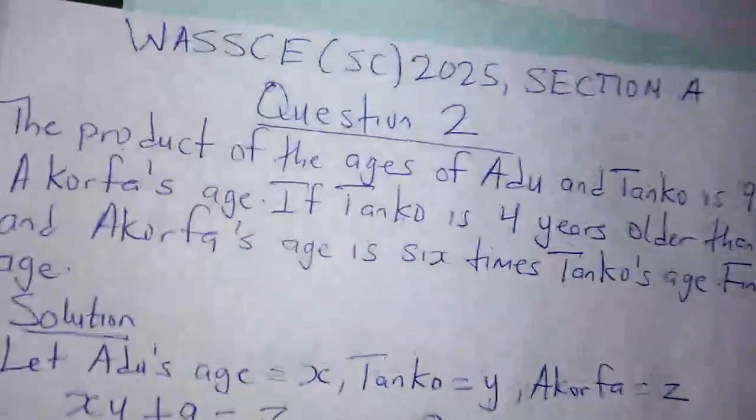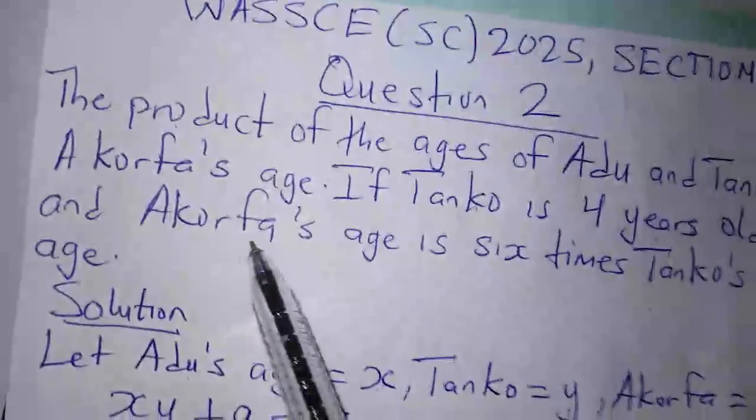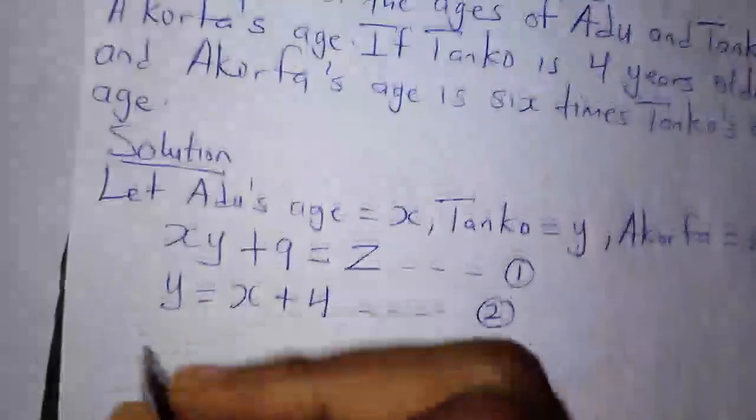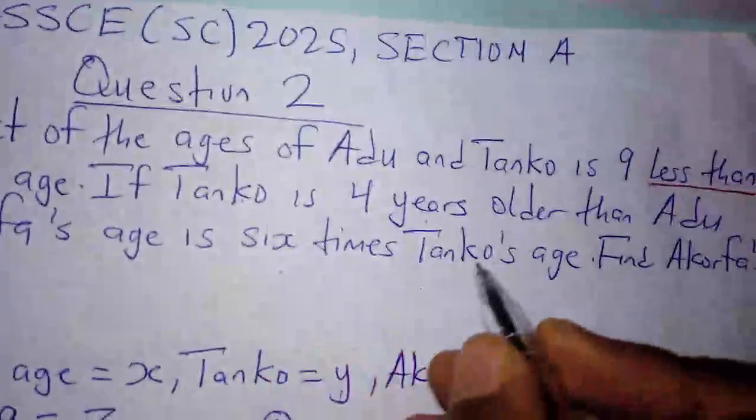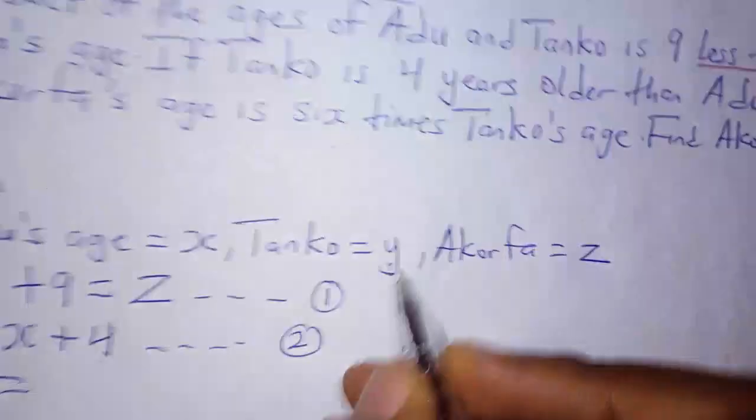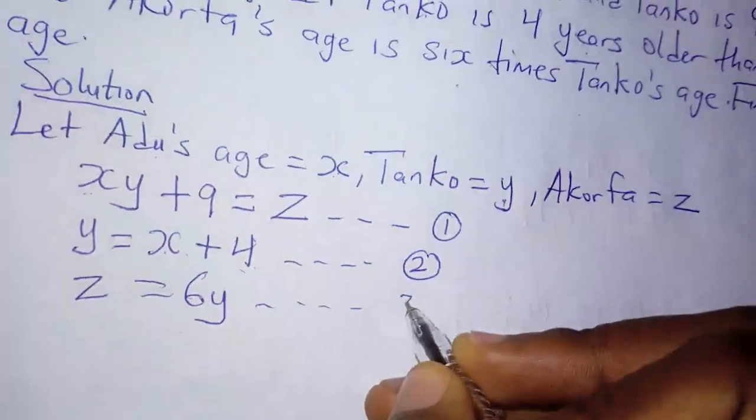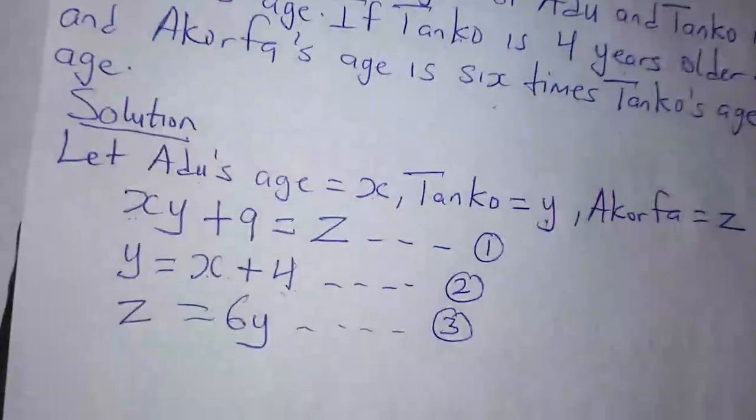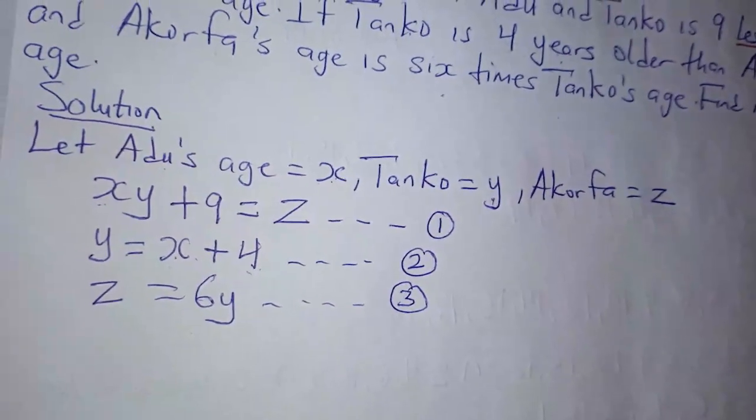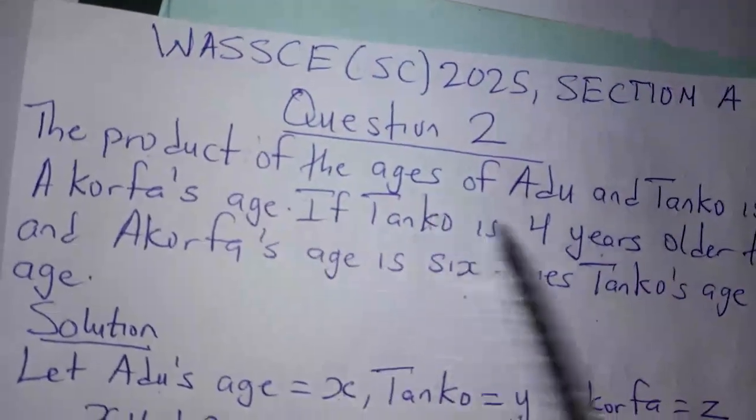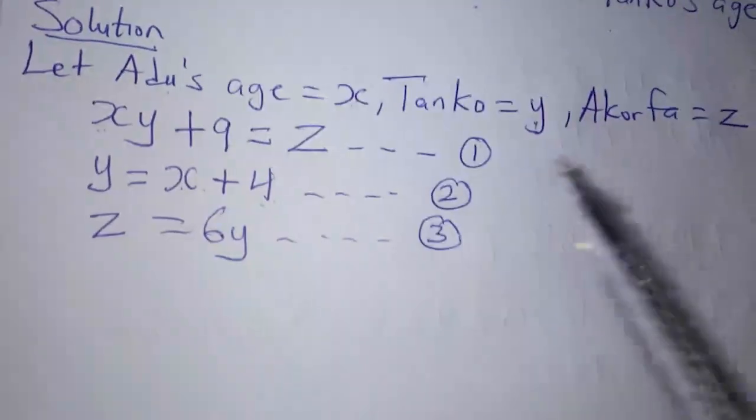And the last expression we have here is that Akufa's age, remember what do we call Akufa's age? That's z. Akufa's age, that is z, is 6 times Tanko's age. Tanko's age is y, is 6 times y, that is 6y. Z is 6y. So the expressions I have here, I have been able to represent them with equations. So if what I've just said is not clear, I can just go back to the expression so that I don't make the video too long. So the 3 expressions we have here, the first one, the second, and the third, I have represented the 3 of them with an equation.